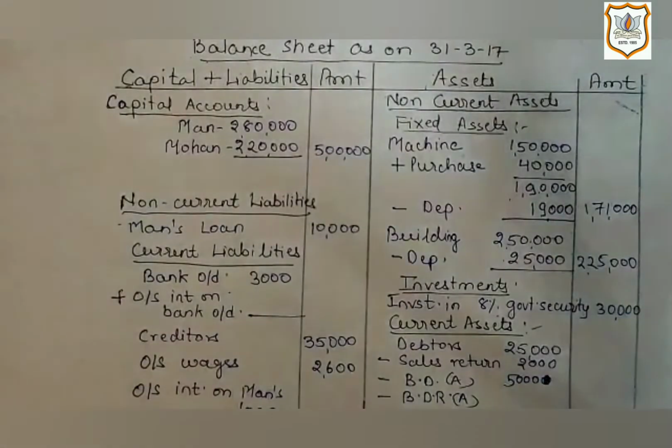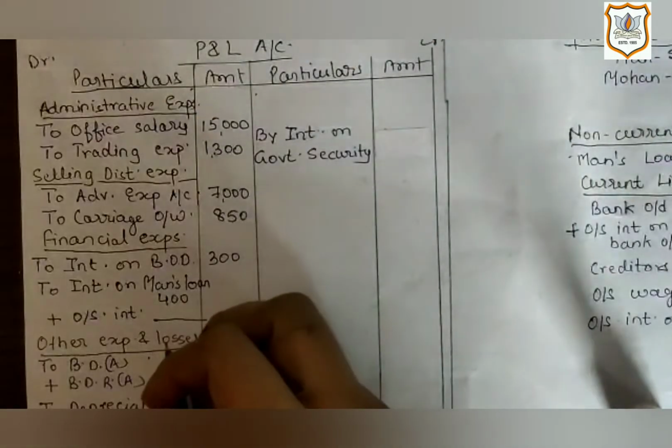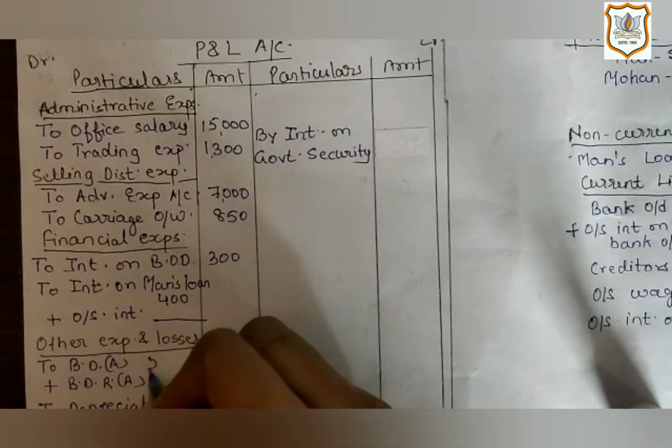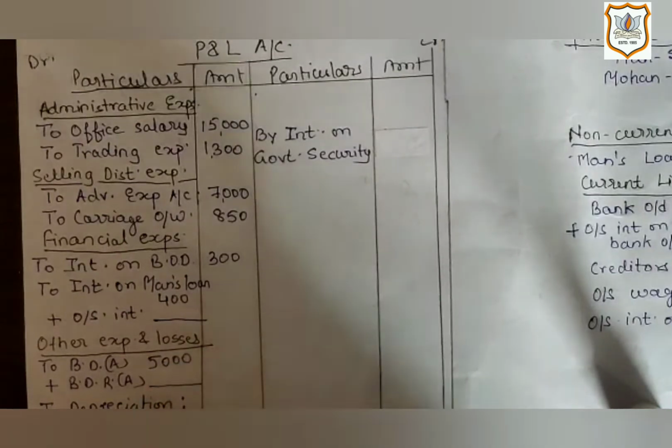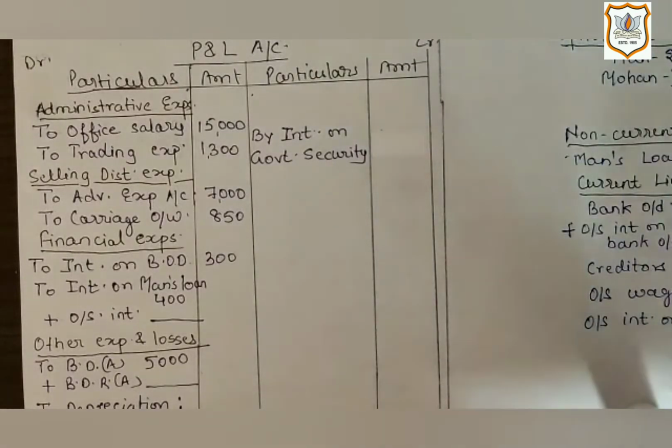And second effect of it would be on debit side of profit and loss account, as it is a loss for the firm. So here we will record it on debit side of profit and loss account, 5,000. Now further it is given that provide a 5% bad debt reserve.